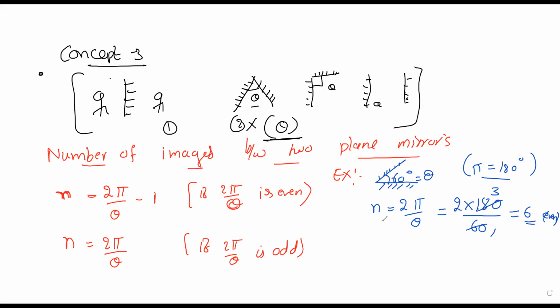So when it is even, what do I need to do? I have to do minus 1. So n is equal to 6 minus 1, which is 5. So if you place two mirrors at an angle of 60 degree, if theta is equal to 60 degree, then you will get 5 images. 5 images we can produce when you place two mirrors at an angle of 60 degree. Hope it is clear, children.